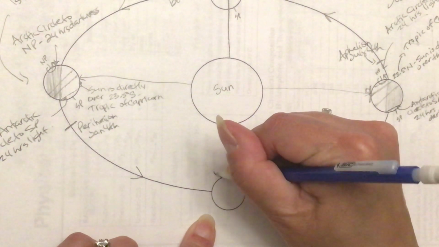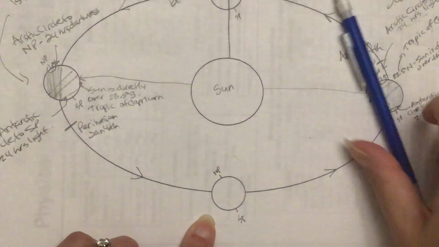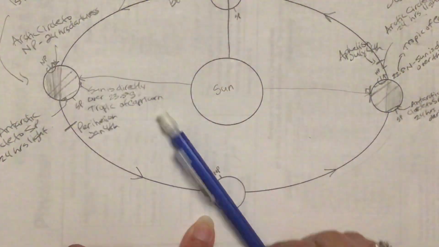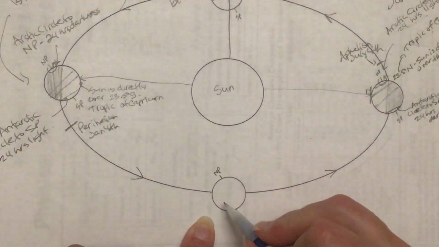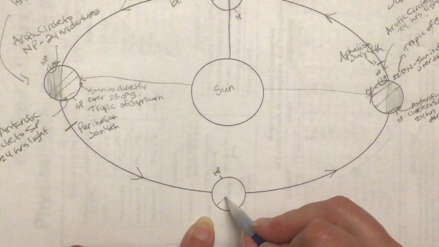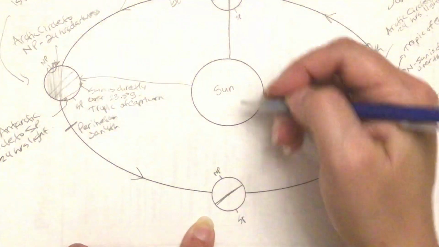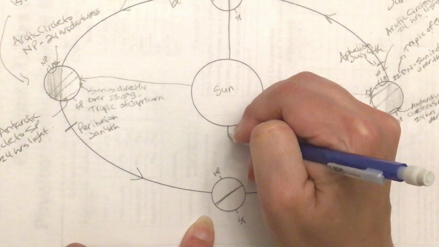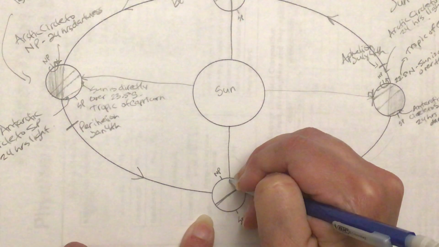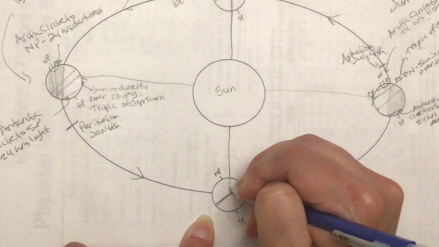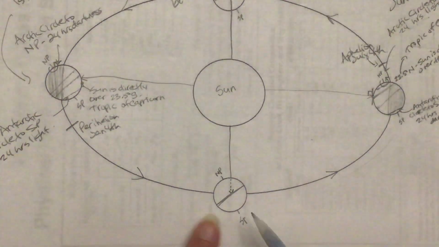So again, North Pole, South Pole. Remember, the axis is always parallel to itself. It's always pointing at Polaris, right? And this is the equator. And here are the direct rays of the sun, and we can't see it, so I'm going to draw a dashed line because it's on the other side of the earth. But that's the direct rays of the sun. They're over the equator on the other side of the earth.